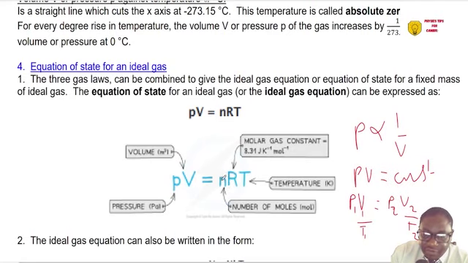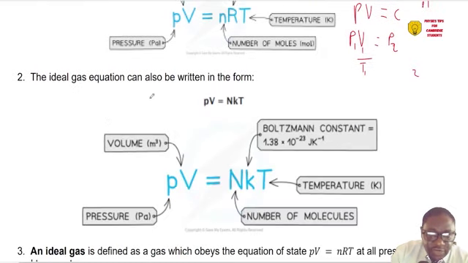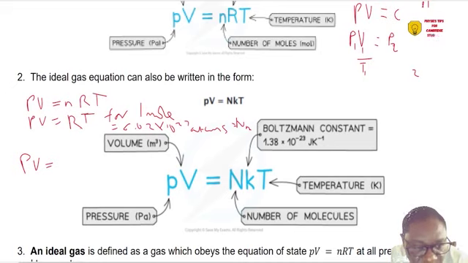n is the number of moles and R is the molar gas constant, which is given a value of 8.31 joules per Kelvin per mole. The ideal gas equation can also be written in that format: PV is equal to big N kT. PV is equal to nRT.